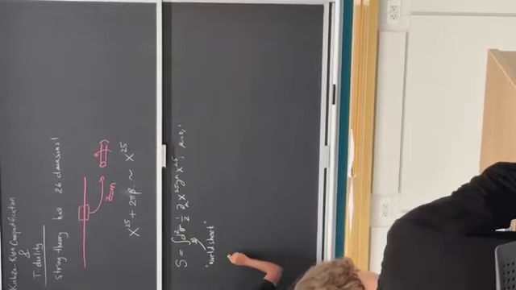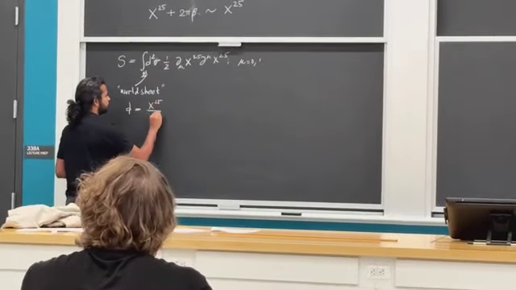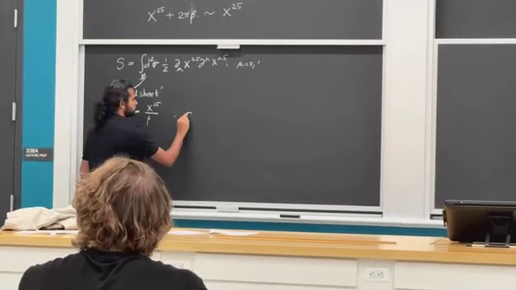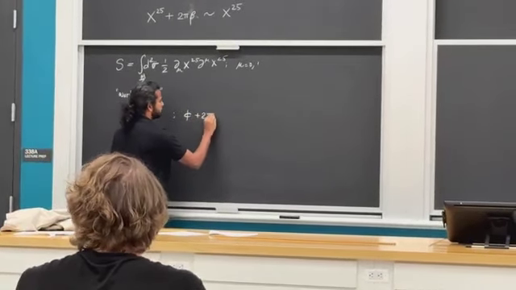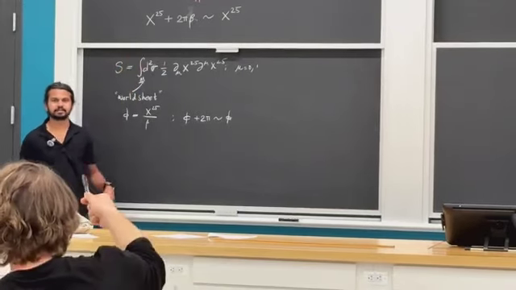Now let's do something to simplify this. Let's define phi as x25 divided by beta, so that phi plus 2 pi is phi. So it's just a normalization.